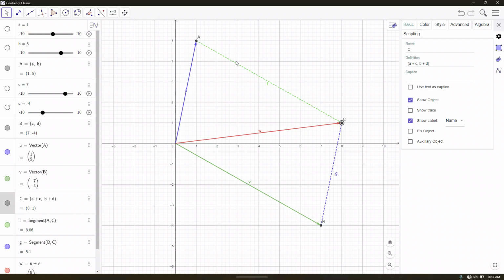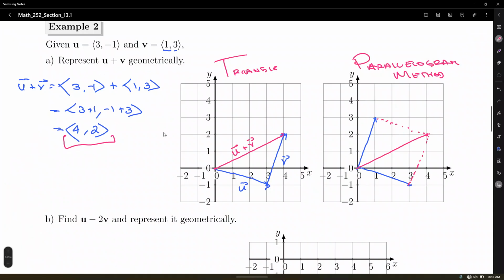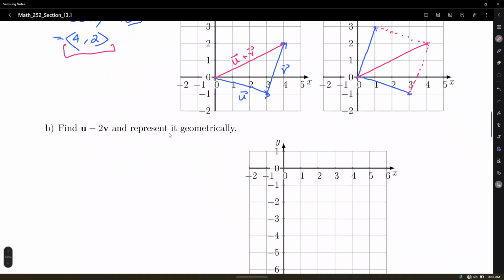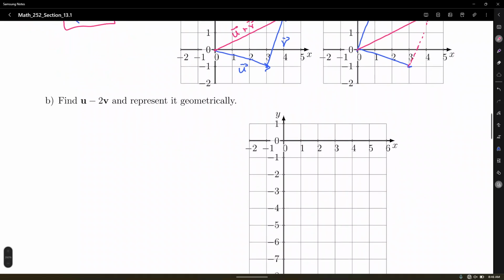All right? So you can play with this. Okay, let me go back to the notes. And what's next? Find u minus 2v and represent it geometrically. Here we have a negative sign, which is going to be interesting, and we have a coefficient other than 1. Well, first, let's do this algebraically and see what we get.